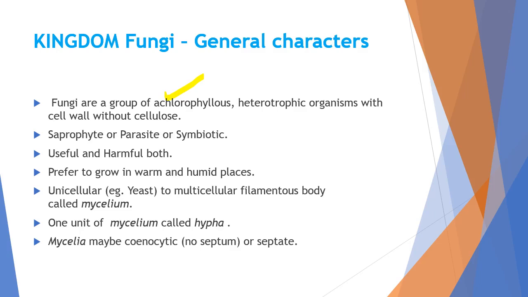So what is the name given to them? They are heterotrophs. In that, they can be either saprophytic fungi, or parasitic fungi, or symbiotic fungi. Now what is their cell wall made up of? They don't have cellulose, but they have a special chemical in their cell wall called chitin. So their cell wall is made up of chitin and they are achlorophyllous. Some of them are saprophytes, some are parasites, and some live in symbiotic association.